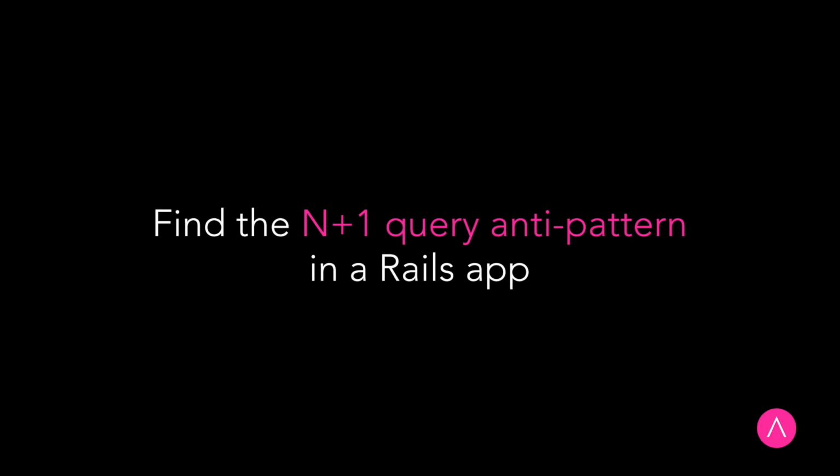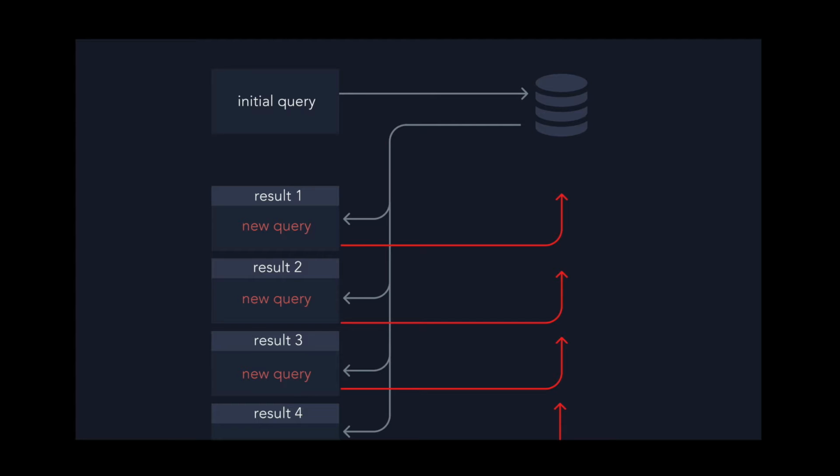I'm going to demonstrate how to identify the N+1 query anti-pattern using the AppMap extension for Visual Studio Code, JQ, and the Rails sample application as an example. The N+1 anti-pattern happens when a query is executed for every result of a previous query. If left unchecked, N+1 queries result in the gradual slowdown in the performance of an application.